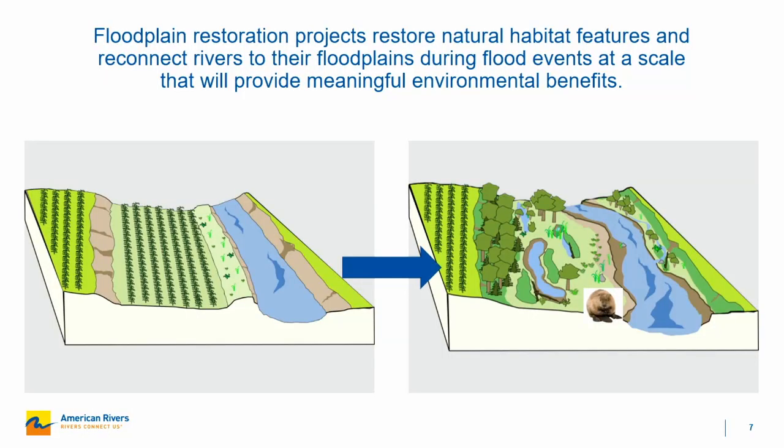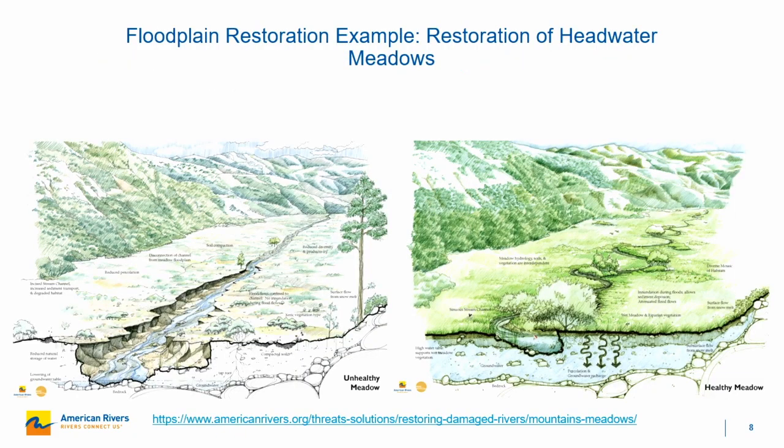So when we define floodplain restoration, there's a million different tools, a million different strategies that you can use. As I mentioned, beaver are one of those. We take this broad definition of a floodplain restoration project as anything that's going to restore natural habitat features and reconnect rivers to floodplains during flood events at a scale that will provide meaningful environmental benefits. I added that little beaver there just for you guys.